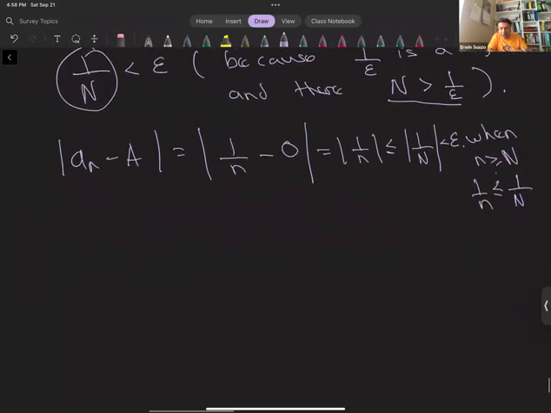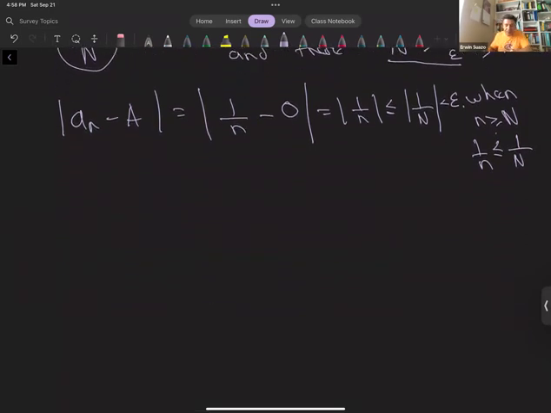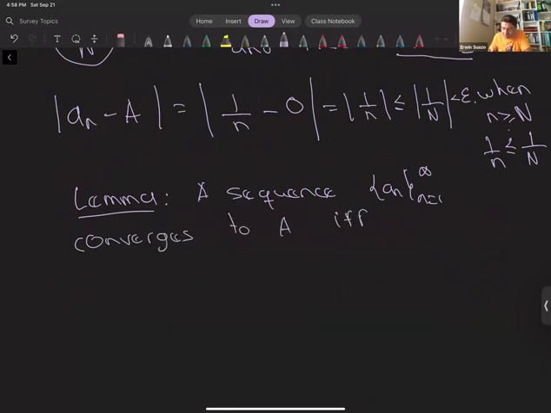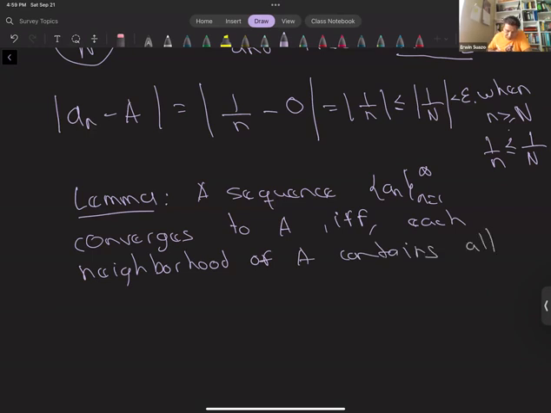So let's do this one. It's called a theorem. Well, let me say that it's a lemma. I'm not going to do this proof; you can read the book, but it might be useful for us later. A sequence a_n converges to A if and only if each neighborhood of A contains all but a finite number of terms of the sequence.